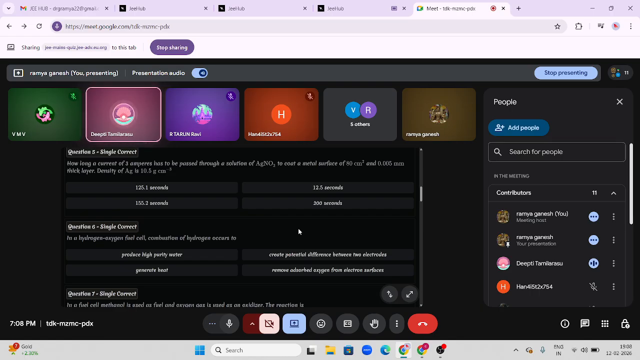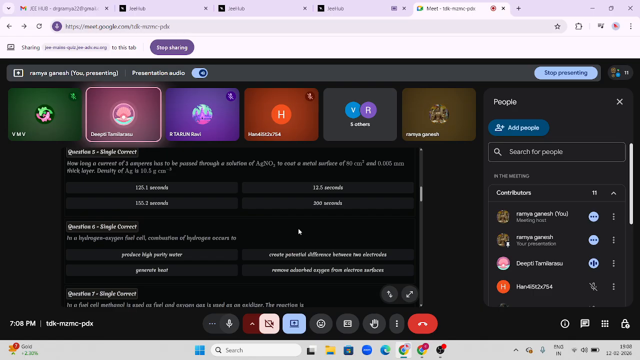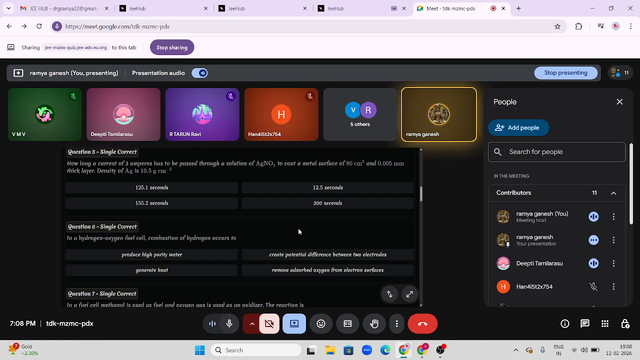Ma'am, we can find the mass deposited by using density and area into thickness, ma'am. What formula is this? Density is equal to mass by volume, ma'am. Very good. Volume is area into thickness. That's the right one here. Deepti is right. You are provided density of silver here and you are provided with the area and thickness here.